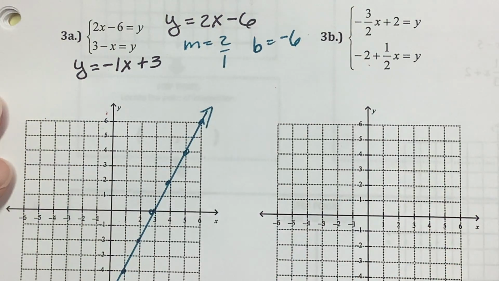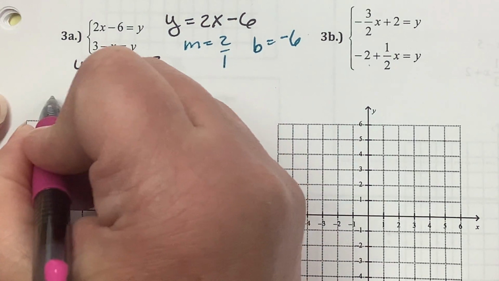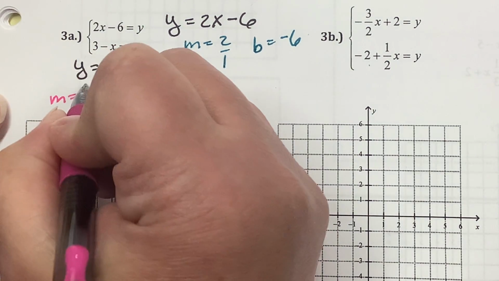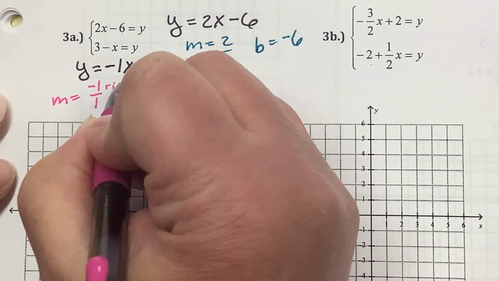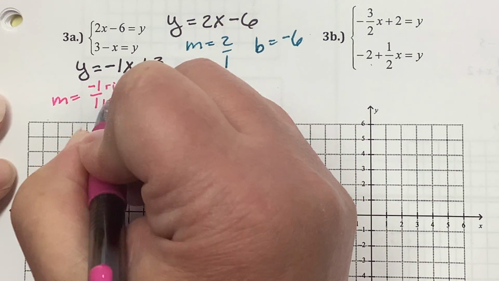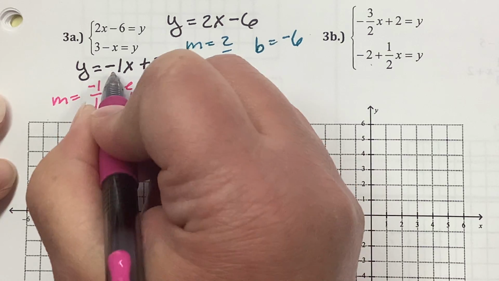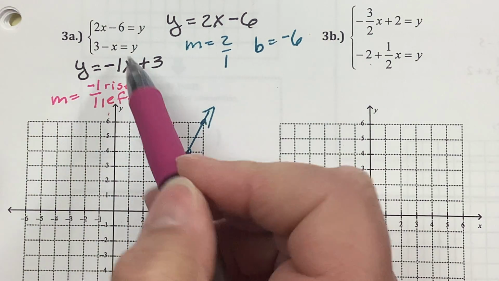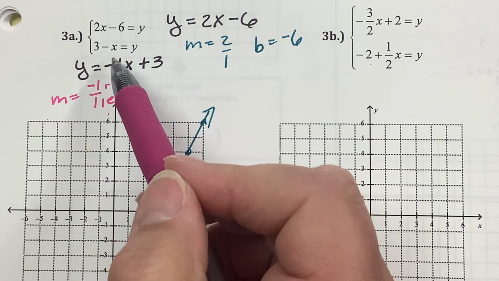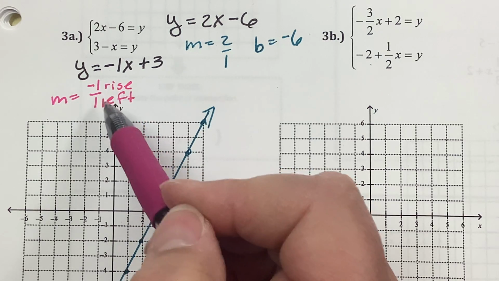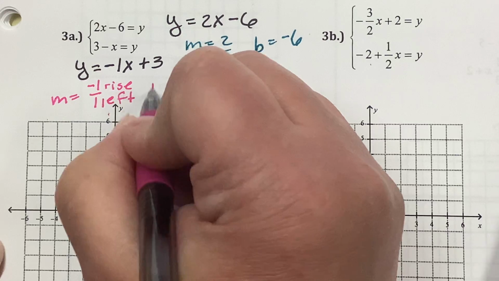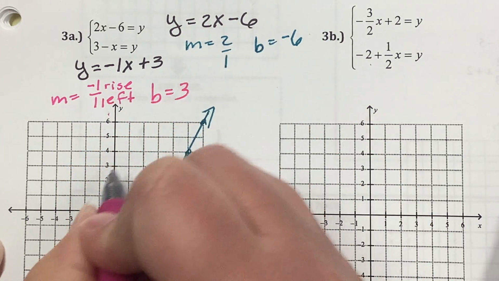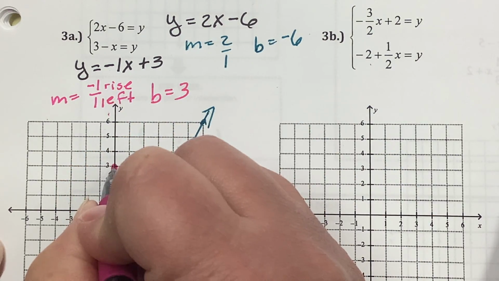So let's do that one in pink because pink is pretty. So my m equals negative 1 over 1, which means I'm going to rise 1. But remember, when it's negative, you go left. So the negative is in front of the x. So it's rise and left. But the 3 is positive. So b equals 3. That's positive 3.